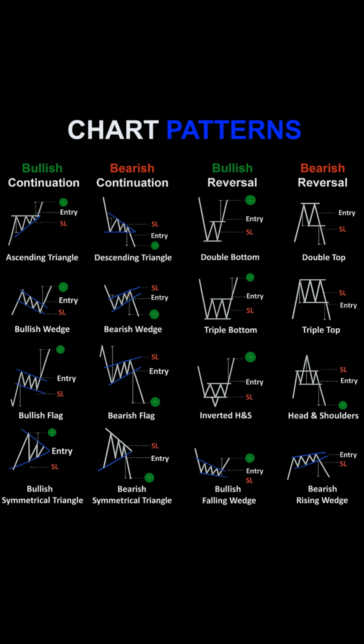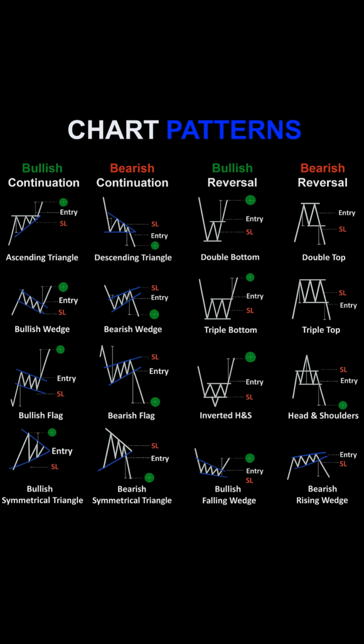A move above the neckline, the high between the bottoms, is a strong entry signal for a new uptrend. The inverted head and shoulders is another powerful bullish signal, representing three distinct lows, with the middle one, the head, being the lowest. This is one of the most reliable reversal formations.